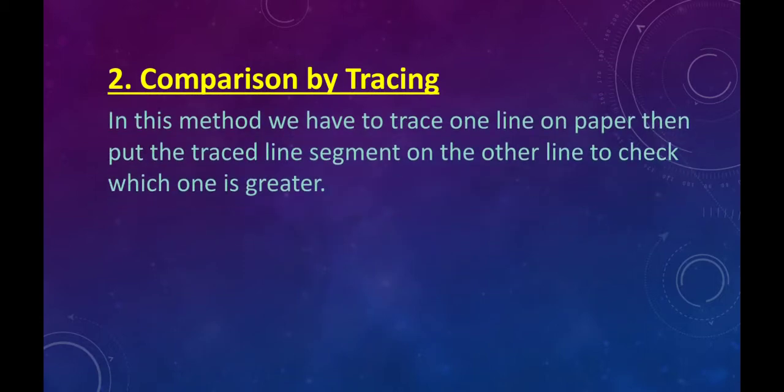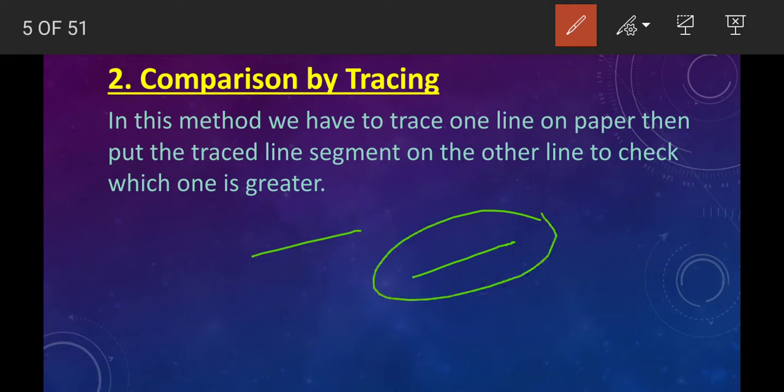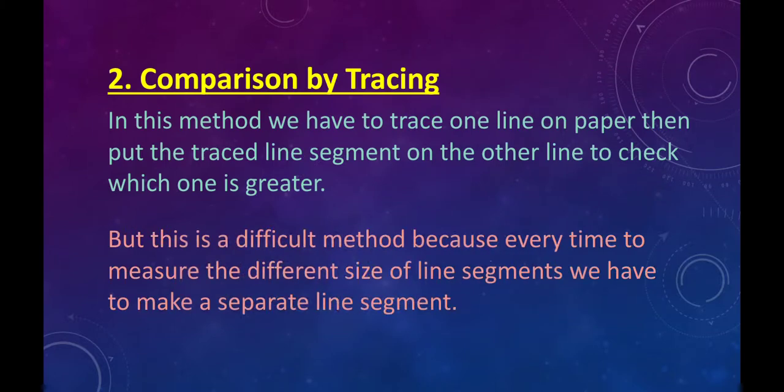In this method, we have to trace one line on the paper, then put the traced line segment on the other line to check which one is greater. Suppose first we draw a trace line on the paper. After that, we trace another line on another paper, cut this one and paste it above the first to check which one is greater and smaller. But this is a difficult method because every time to measure a different size of line segment, we have to make a separate line segment and cut it. So you have to draw a different line segment for comparison of each different one.